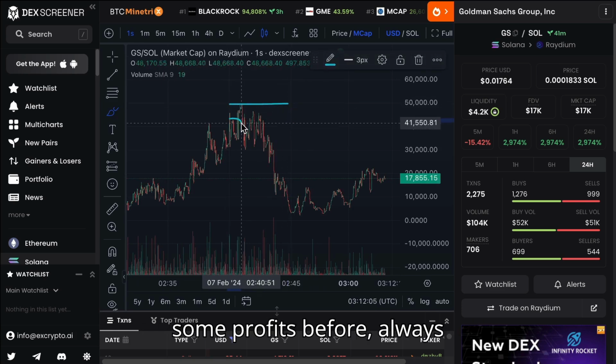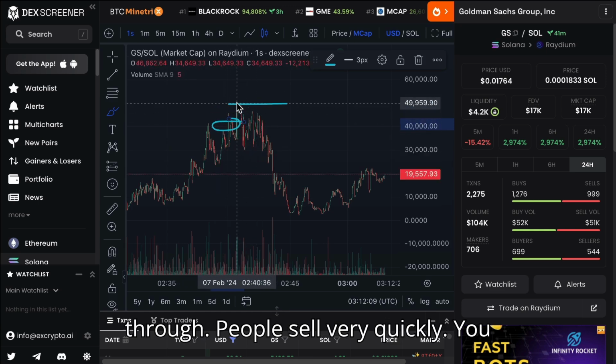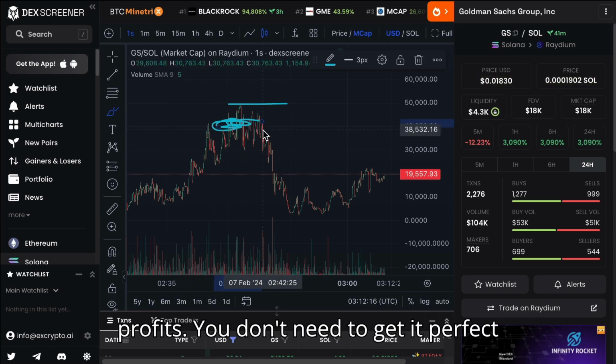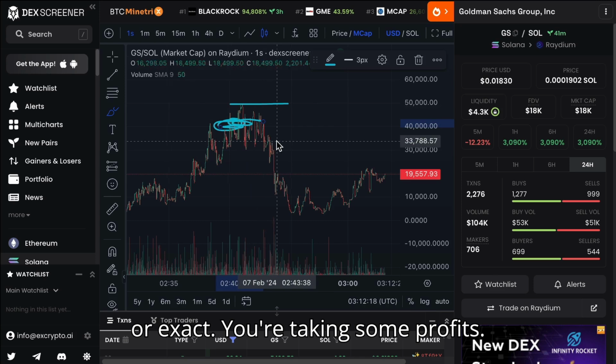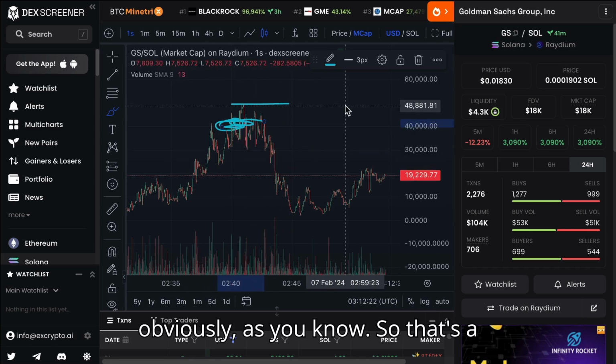You're taking some profits before. Always before. Your transaction might not go through. People sell very quickly. You want to make sure at 40, 43, 44, something like that, you're taking profits. You don't need to get it perfect or exact. You're taking some profits. Then we may break through. We may not, obviously, as you know.